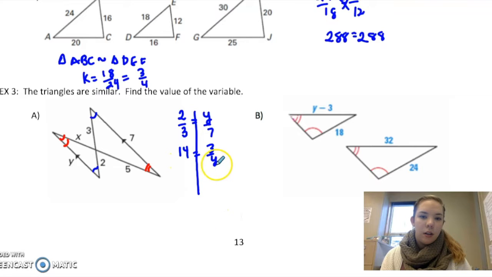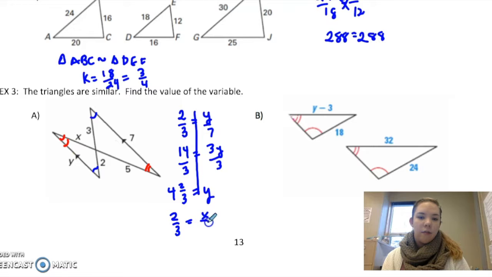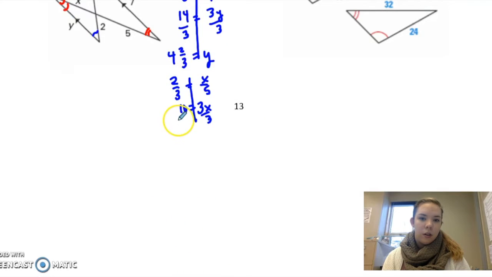3y like that. And if I divide by 3, then I'll have 4 2/3 or 4.6 repeating. So now let's try to find x. We have 2/3 equals x/5. So you have 10 equals 3x. So you're going to have 3 1/3 or 3.3 repeating equals x.